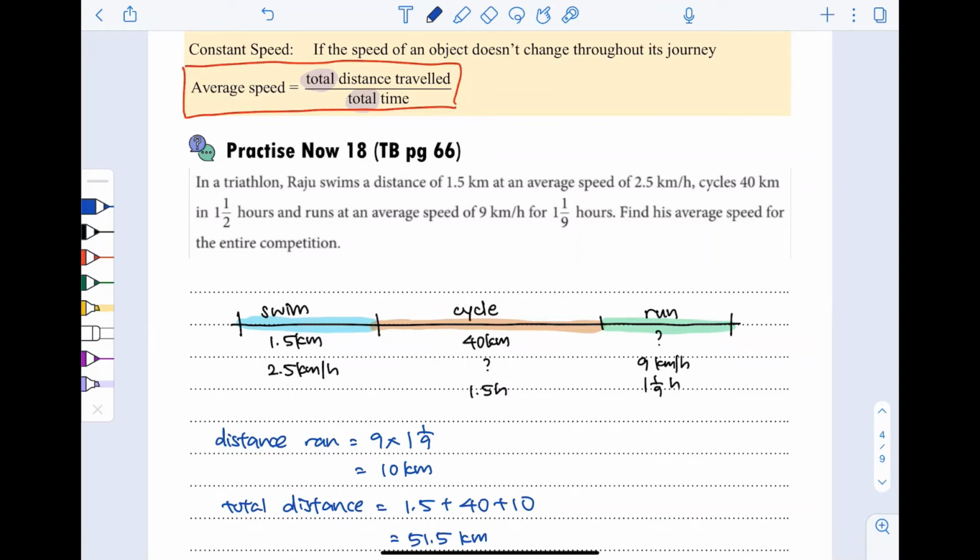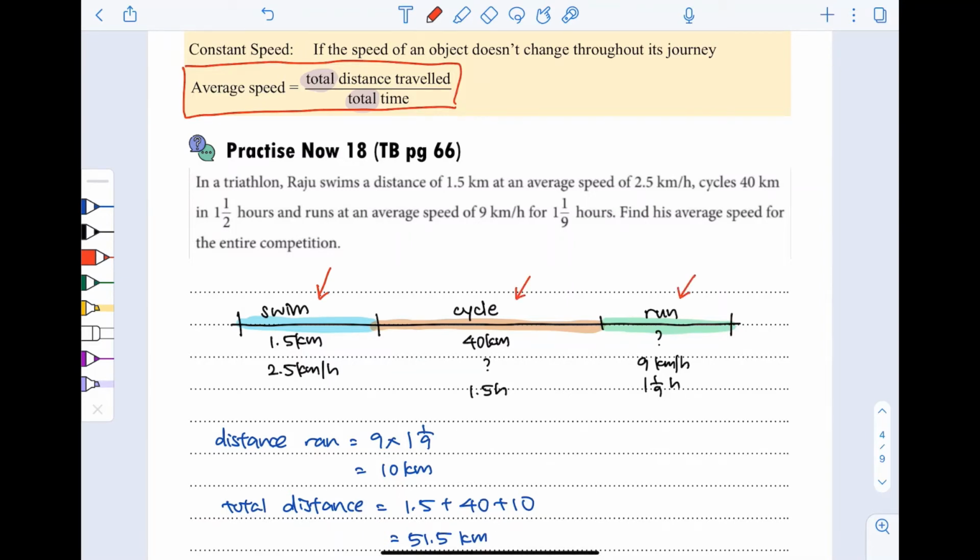In this question, we are given that Raju went for a triathlon and swims a distance of 1.5 kilometers at an average speed of 2.5 kilometers per hour. I have illustrated this in this section in blue here. He went on to cycle 40 kilometers in 1.5 hours and runs at an average speed of 9 kilometers per hour for 1 and 1/9 hours. So the cycling part is here and the running part is over here.